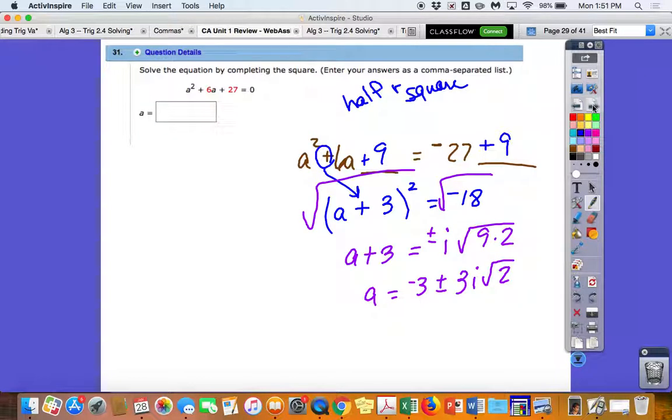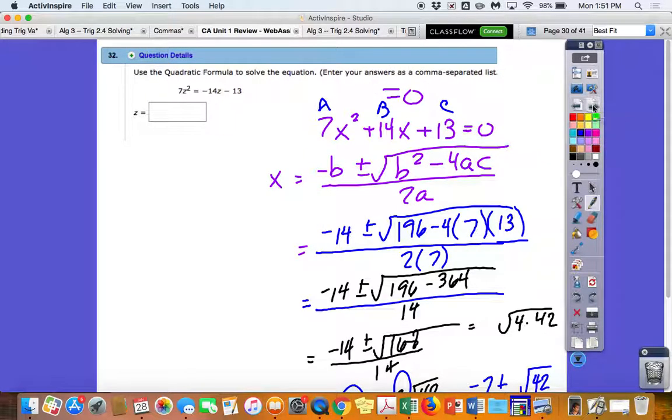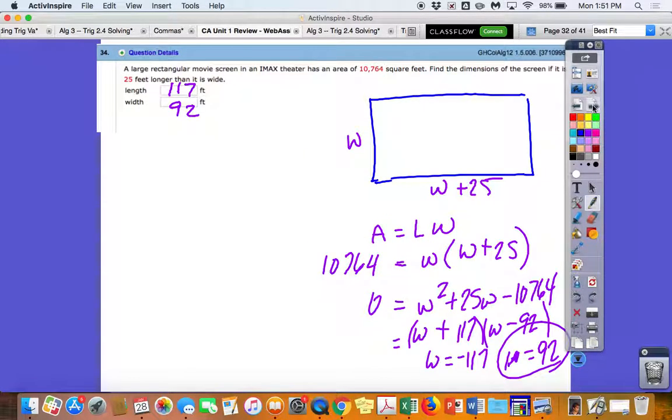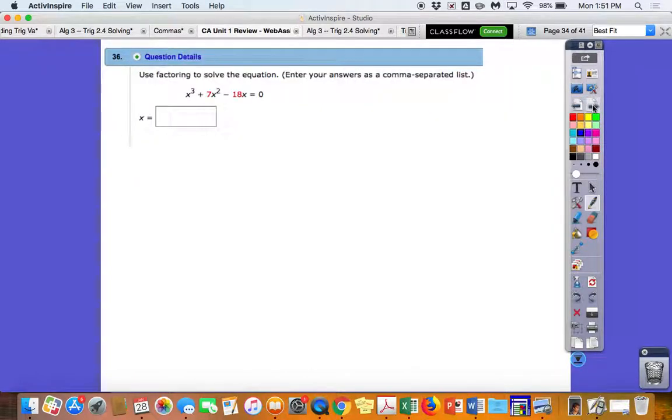Okay, here we go. We did the completing the square. We did the quadratic formula. And then we did a couple of the word problems. We did not get to this far. So I wanted to finish these up.